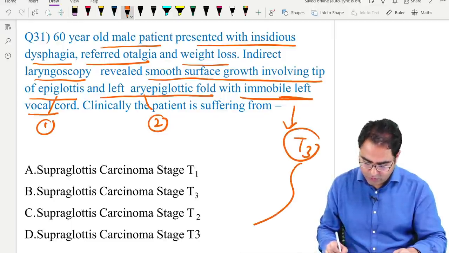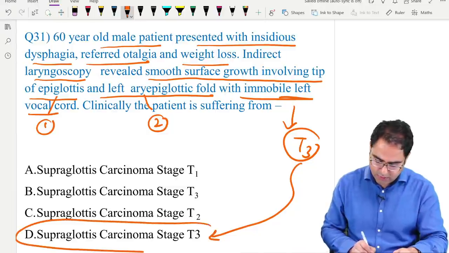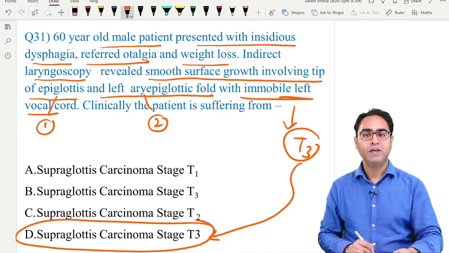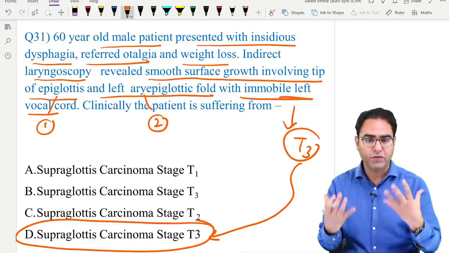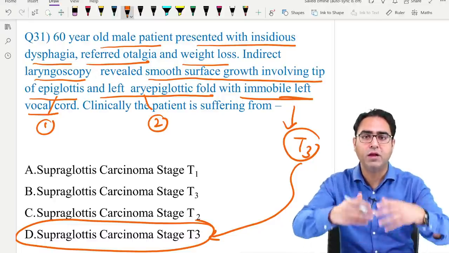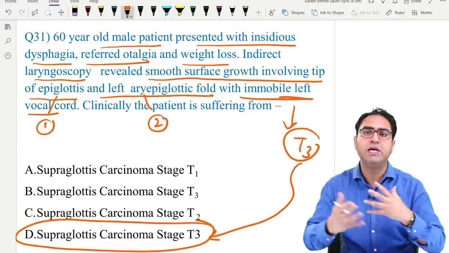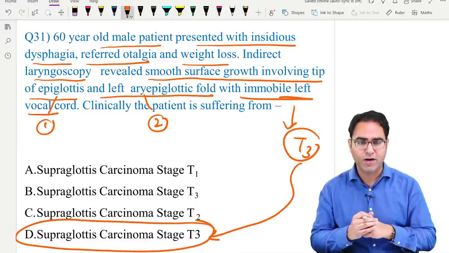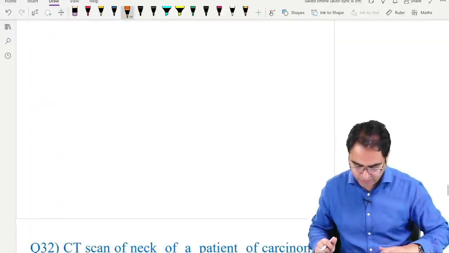So the answer to this question is supraglottic carcinoma, stage T3. Can you see how we can easily make it out? It looks difficult, but I know an immobile cord is T3, beta. What is supraglottic cancer? Supraglottic cancer presents with dysphagia, throat pain, beta. Wonderful, T3. Very nice.